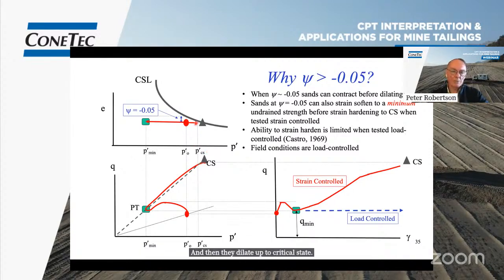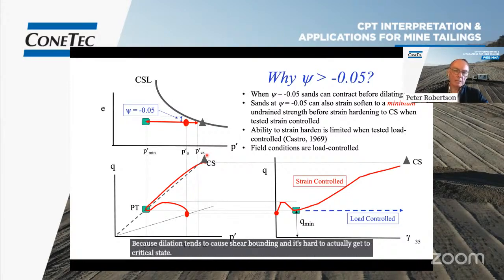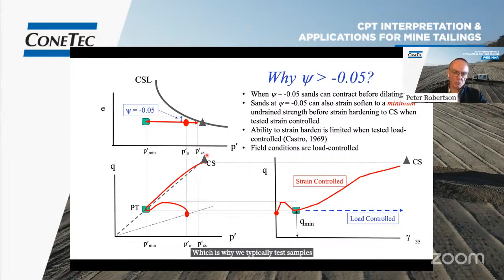That's often why it's difficult to define the critical state line from soils that are slightly dense of critical state, because dilation tends to cause shear banding, and it's hard to actually get to critical state, which is why we typically test samples that are on the very loose side, because they always contract all the way to critical state.